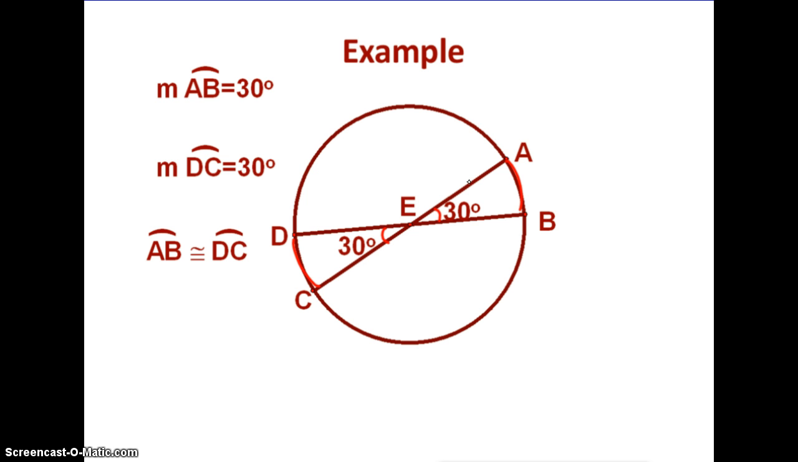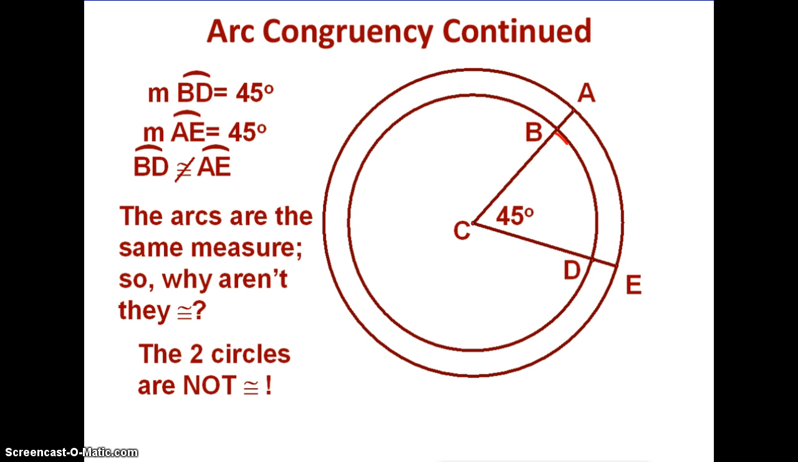Because AB is made by the central angle AEB, which is 30, therefore AB is 30 degrees. And DC is made by the central angle DEC, so its measure is 30 degrees. Therefore, the two arc measures are the same. Now, if we take a look here, this arc BD is made by the central angle BCD, 45 degrees. So this arc measure is 45 degrees.